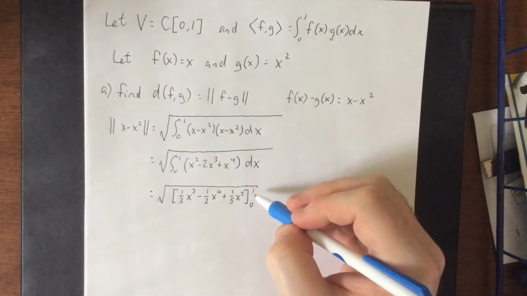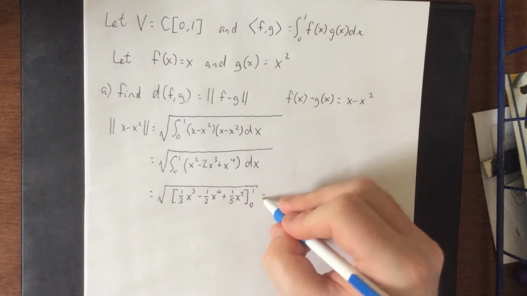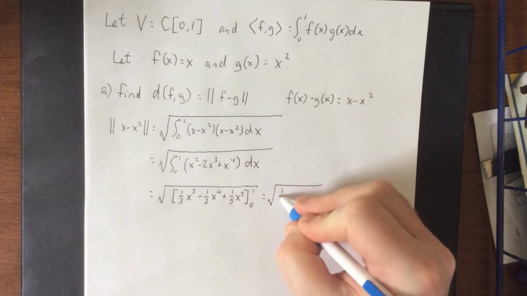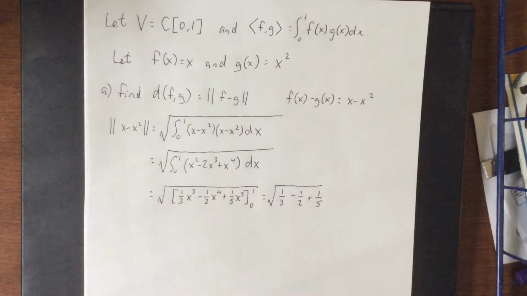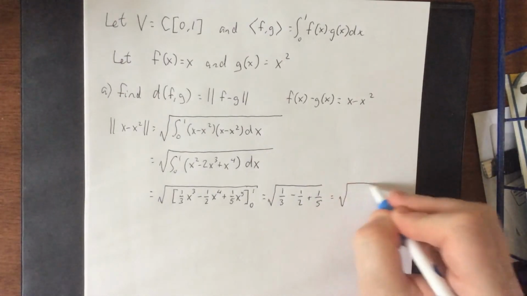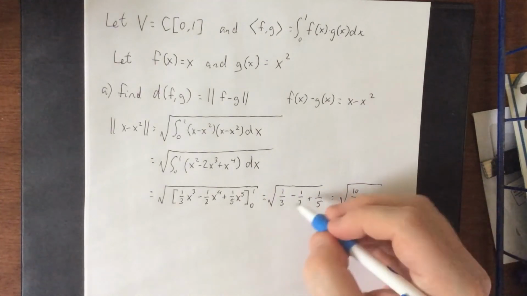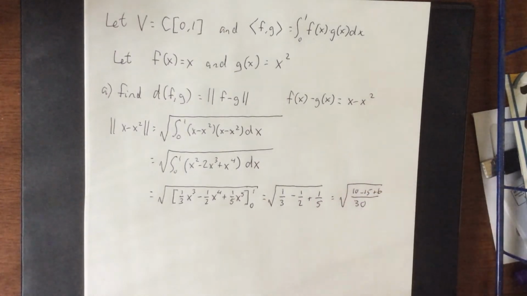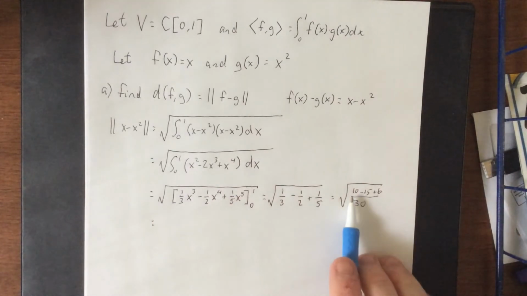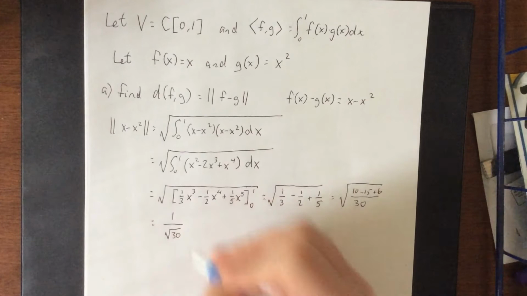Now, plugging in our x equals 1 is simply going to give us the coefficients, and plugging in x equals 0 will zero everything else out. So this will give us 1/3 minus 1/2 plus 1/5. Getting a lowest common denominator of 30, 1/3 would be 10, 1/2 would be 15, and 1/5 would be 6. That numerator is going to simplify to be 1, and so the distance between these two functions is going to be 1 over the square root of 30.